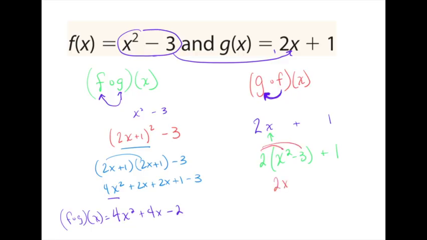And then I'm going to simplify. Distribute: 2x squared minus 6 plus 1. Simplify this to 2x squared minus 5. That represents all of my values of my composite in the other direction. Okay? So you take the second function and plug it into the first function.